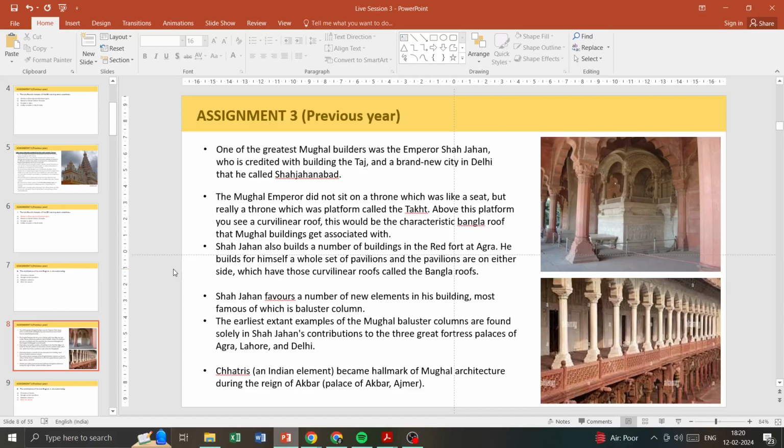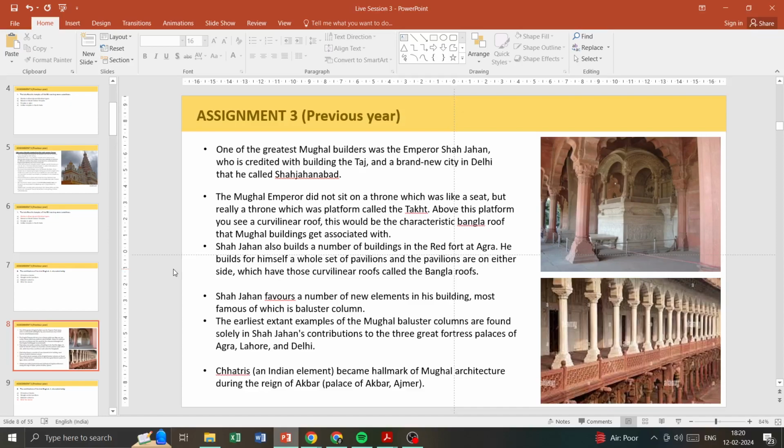Another element that Shah Jahan introduced in his buildings was the baluster column, and I have added one image of the baluster columns. You can see the columns there. The earliest extant examples of Mughal baluster columns are found solely in Shah Jahan's contributions to the three great fortress palaces of Agra, Lahore, and Delhi. So these baluster columns were by Shah Jahan specifically. They're seen in his architecture during his reign only, and they are present in all three great fortresses: Agra Fort, Lahore Fort, and the Red Fort in Delhi.